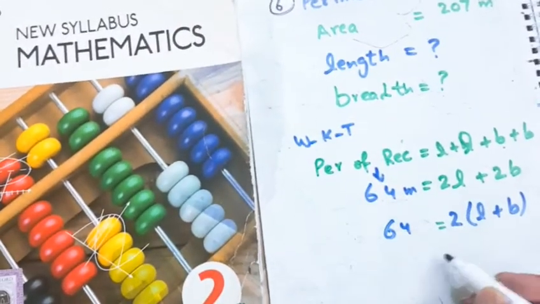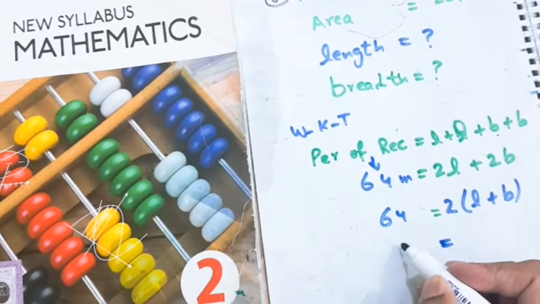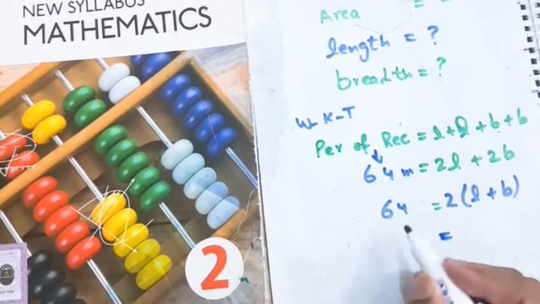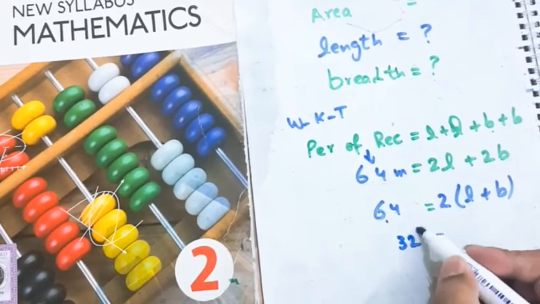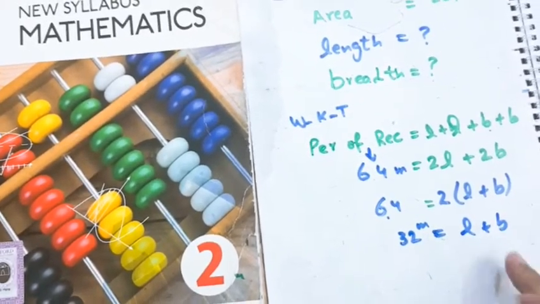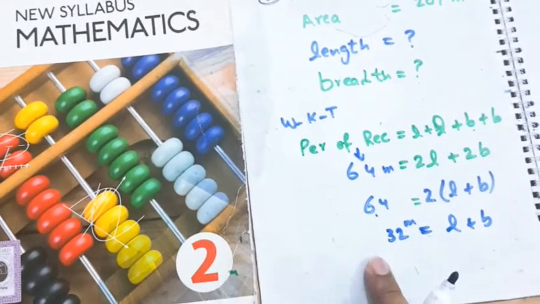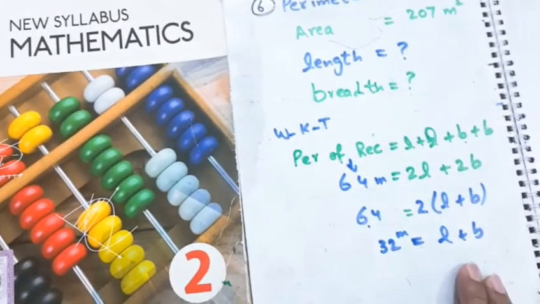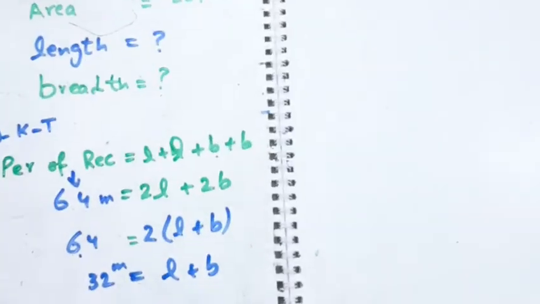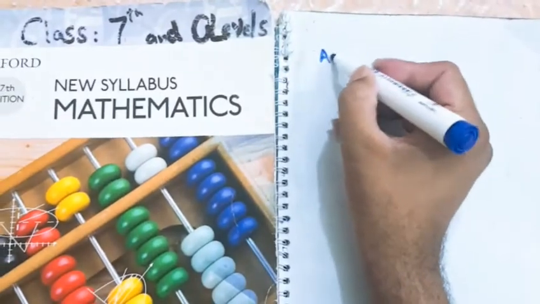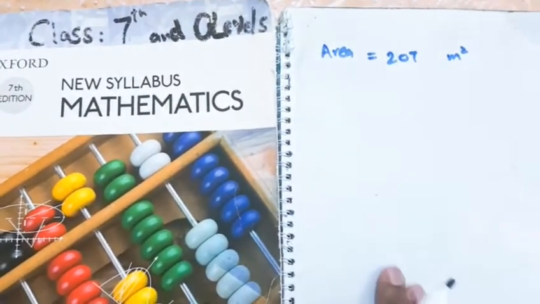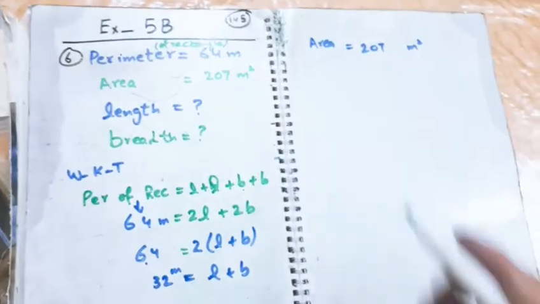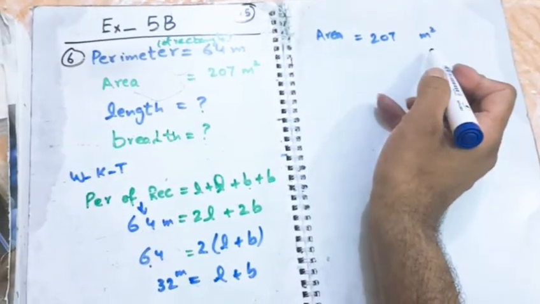64 will be written as it is, 2 will come here, and 64 will be divided by 2, so 64 divided by 2 will be 32 meters. So length plus breadth is equal to 32 meters, but we don't know how much is the length and how much is the breadth. But we have been given another thing in the question. We have been given area as 207 meters square.